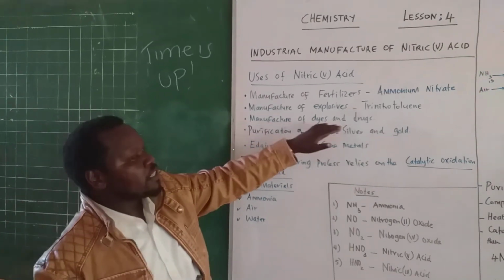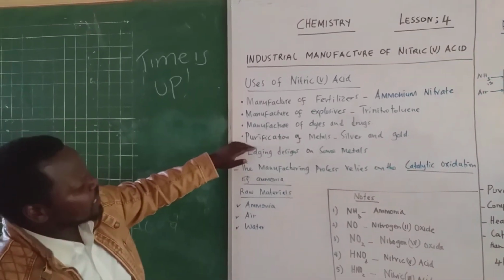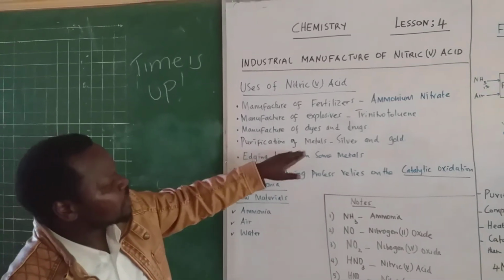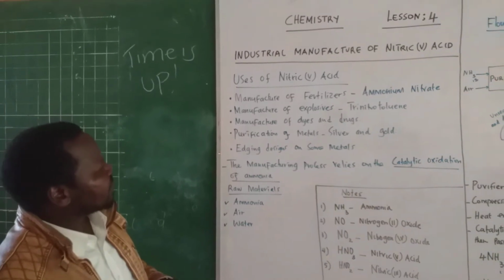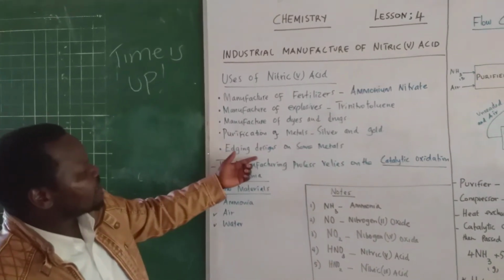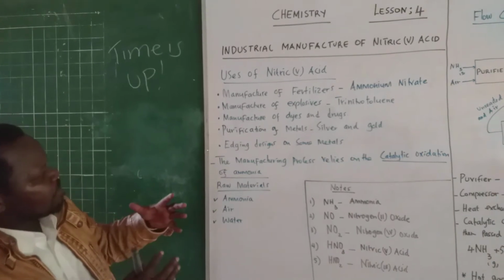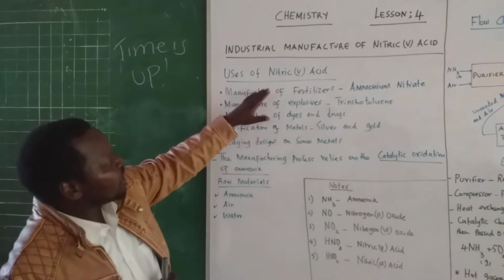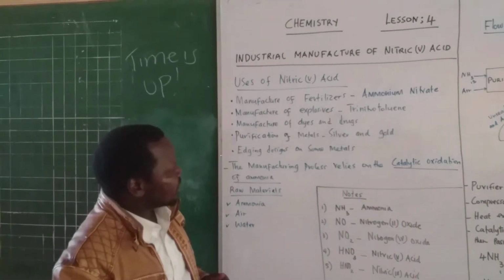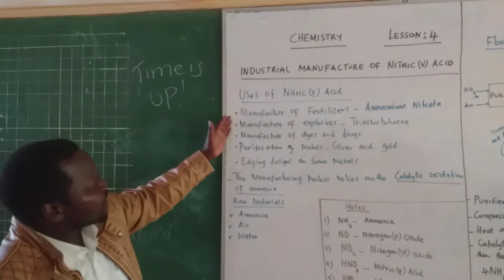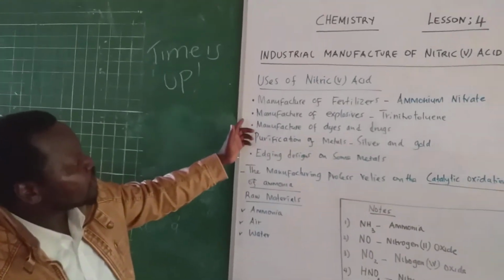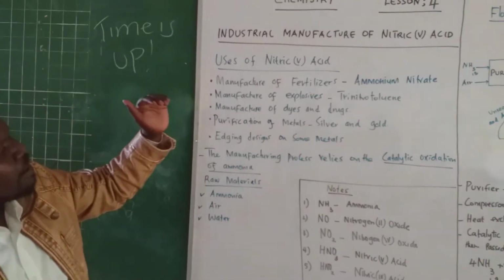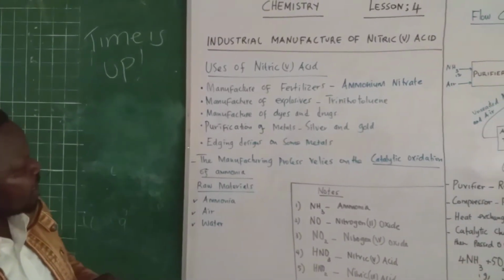Manufacture of dyes and drugs is also another use. Purification of metals like silver and gold. To purify such metals, you also require nitric(V) acid. And finally, etching designs on some metals. If you want to create some designs, some drawings, some patterns on metals, nitric acid is highly used for such purposes. For these few very important uses, nitric acid is a major requirement in some of these industries.